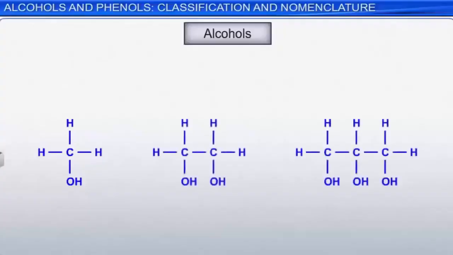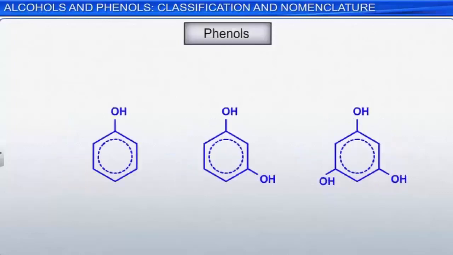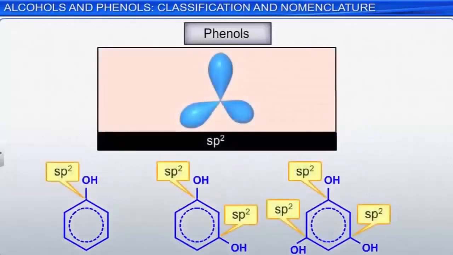Alcohols are organic molecules that contain one or more hydroxyl groups attached to a carbon atom or atoms as shown in the illustration. By contrast, phenols contain one or more hydroxyl groups attached to a carbon in an aromatic ring. In phenols, the carbon attached to the hydroxyl group is sp2 hybridized.